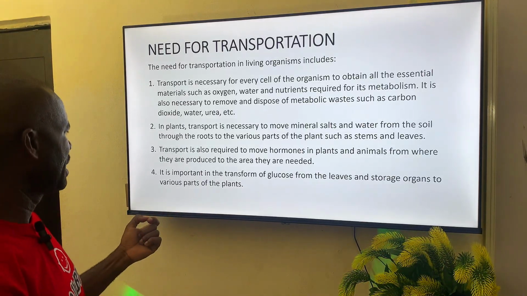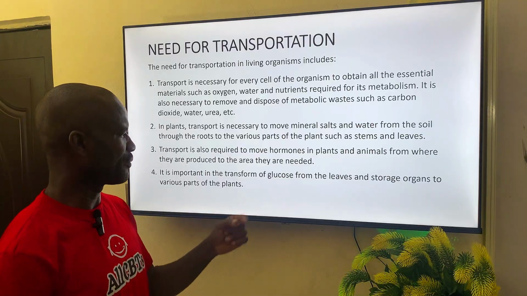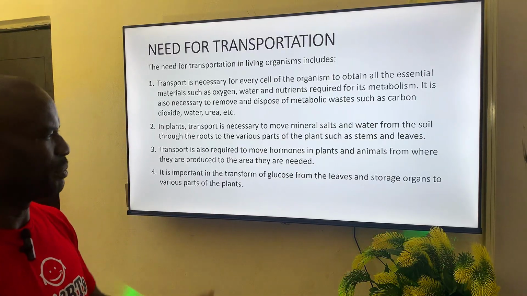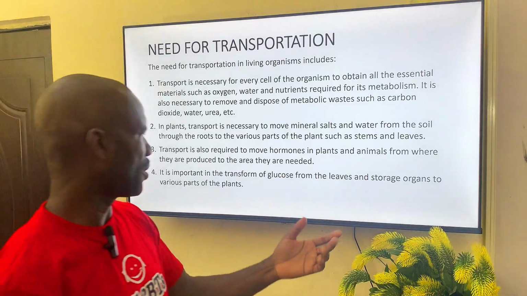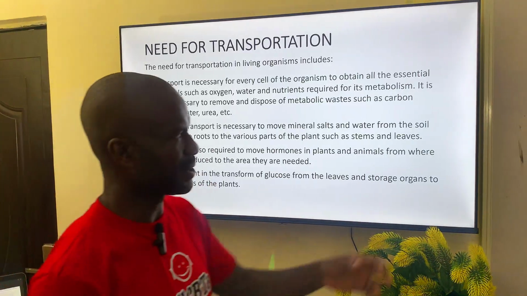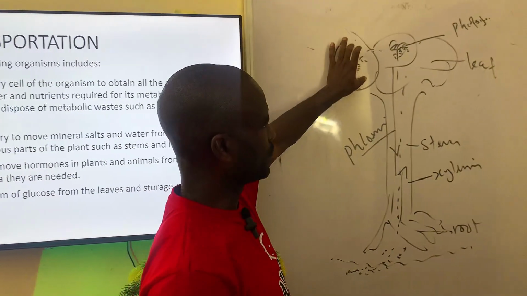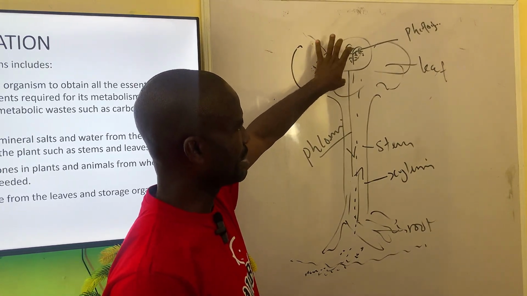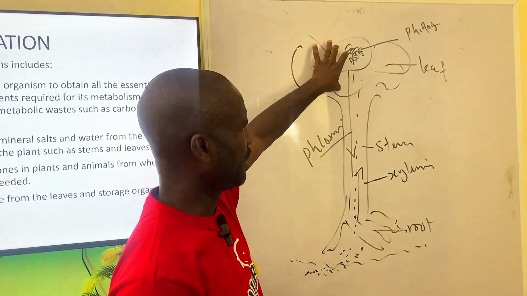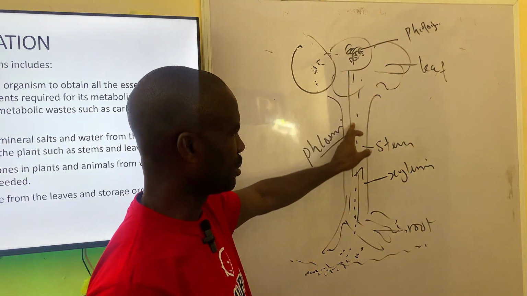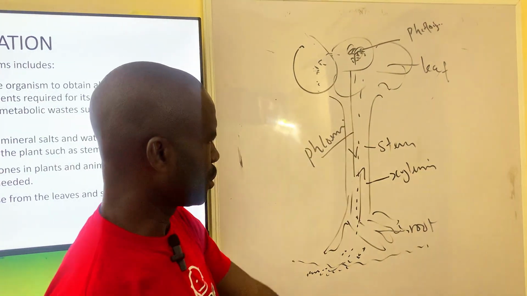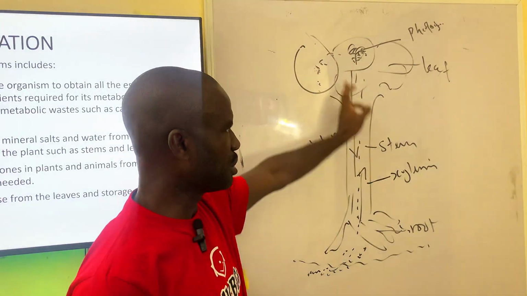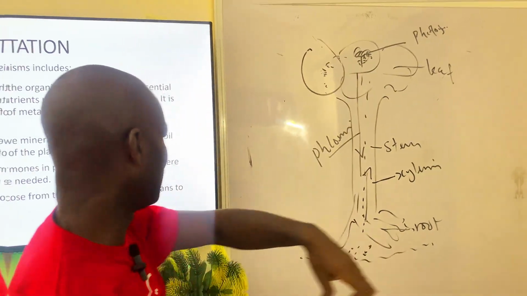Then number 4, it's important in the transfer of glucose from the leaf and the storage organ to various parts. Like you can see in the diagram, during photosynthesis, the green plant manufactures glucose, and this glucose is not stored in the leaf, but rather has to move down to the storage organ of the stem. So without transportation, this material will not be able to move down.